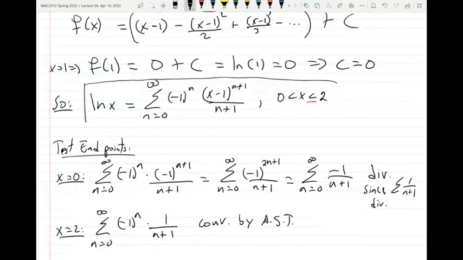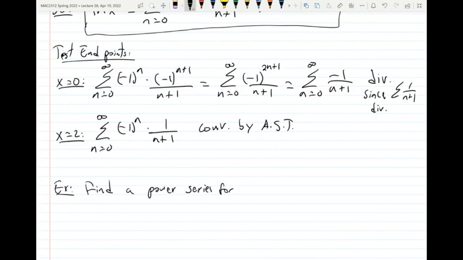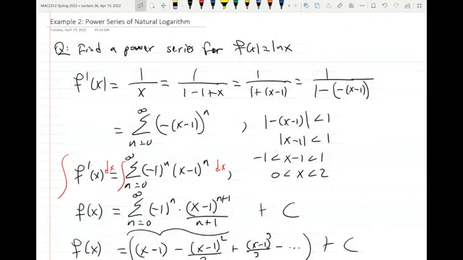I'm going to box it. That's another function that we have. But typically, what we want is a power series for x plus 1. Find a power series for ln of 1 plus x. And it's actually easier than what we just did because when you take the derivative, you get 1 over 1 plus x, and you don't have to play this trick. You immediately do the minus, and then you're good to go.